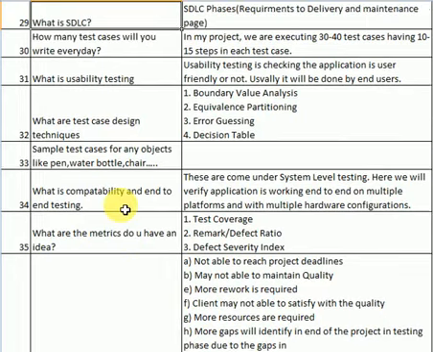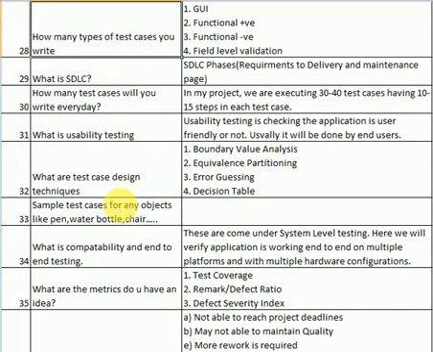Coming to the 28th one, how many types of test cases do you write? What are the different types of test cases we used to write? We can write GUI test cases, graphical user interface. We can write functional positive. We can write functional negative. We can write field level validation test cases. Okay, these are all the 4 different types of tests we used to write. So how many types of test cases in this sense? GUI test cases, functional positive, functional negative, field level validation. These are all the 4 different types of test cases we used to write for each and every scenario.